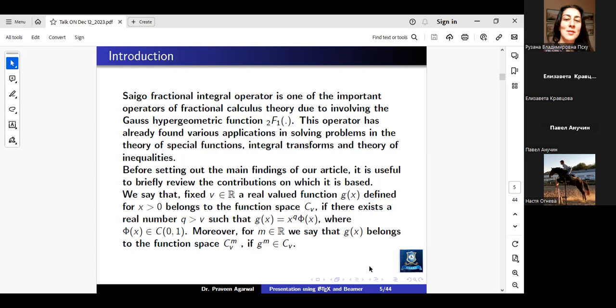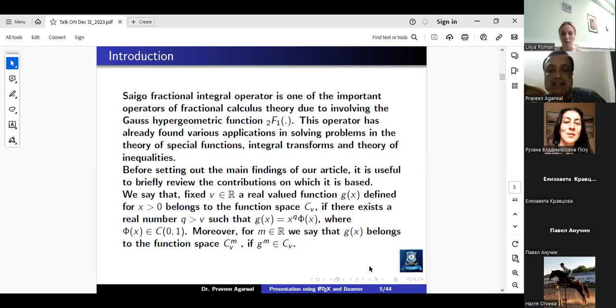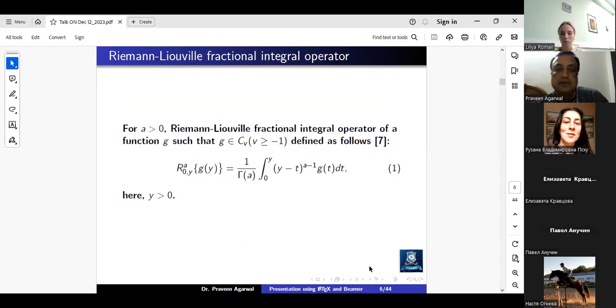We say that, for fixed ν belonging to R, a real valued function g(x) defined for x greater than 0 belongs to the function space C_ν if there exists a real number q greater than ν such that g(x) equals x^q φ(x), where φ(x) belongs to C[0,1]. Moreover, for m belonging to N, we say that g(x) belongs to the function space C_ν^m if g^(m) belongs to C_ν.